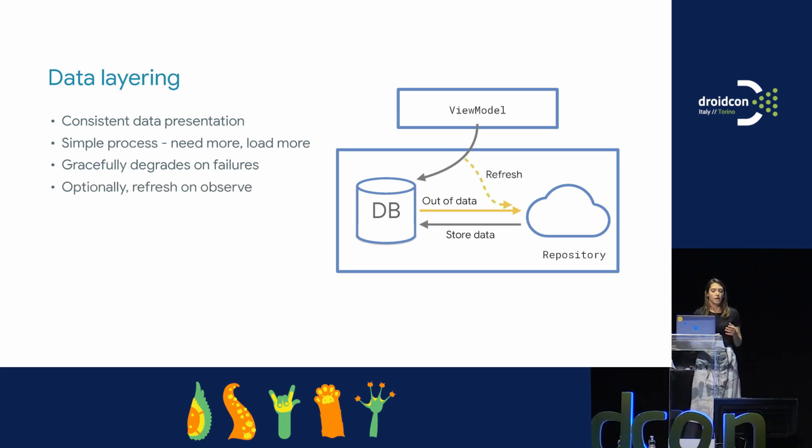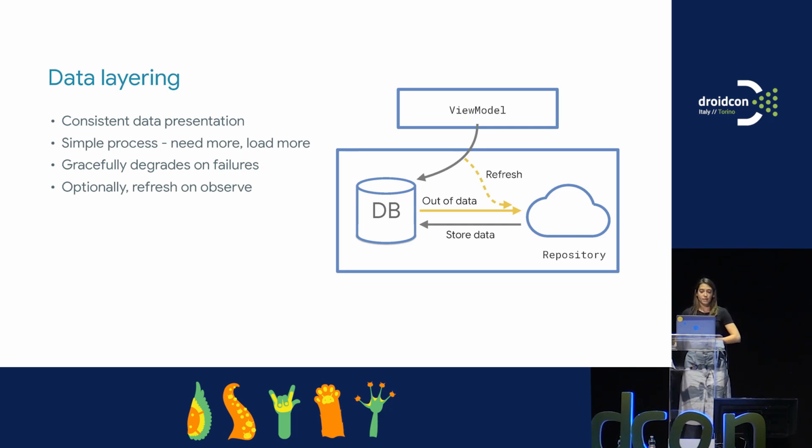And then also, it allows us to more easily create mechanisms to handle data failures. If we're out of data, we can just get data. If we couldn't get the data, then we can decide what to do, when to retry, and so on. And then, optionally, whenever we are observing a live data, we can also trigger a refresh to the network. So it gives us this extra flexibility.